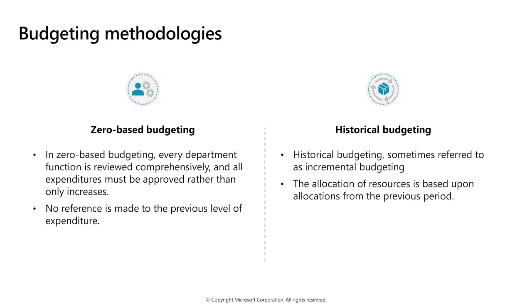With historical budgeting, the allocation of resources is based upon the allocation from the previous period. The approach is not recommended because it fails to take into account changed circumstances. Moreover, it encourages spending up to the budget to ensure reasonable allocation in the next period. It leads to a spend-it-or-lose-it mentality.